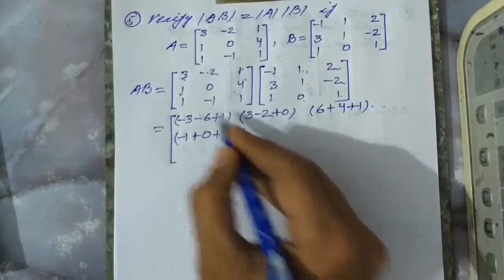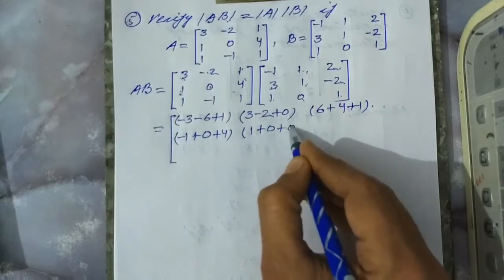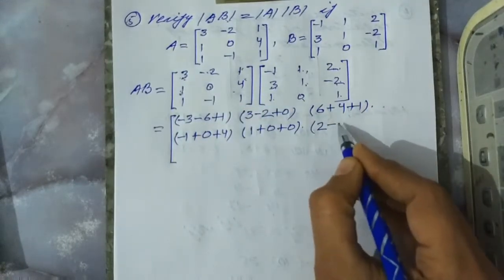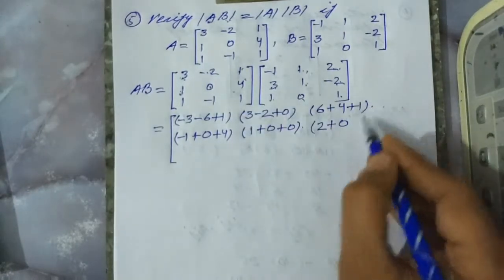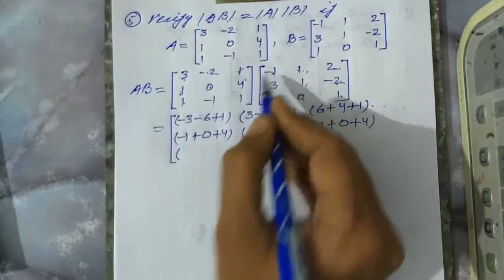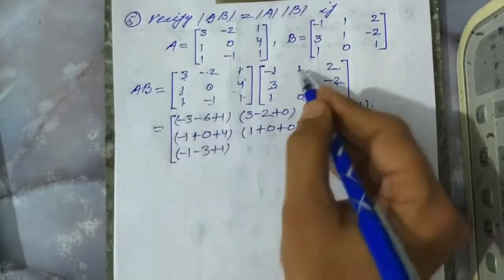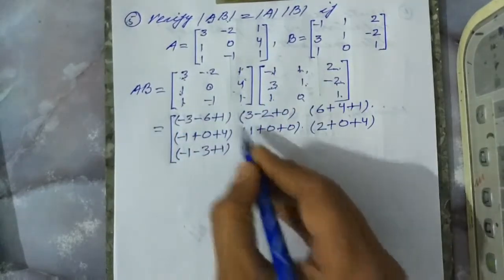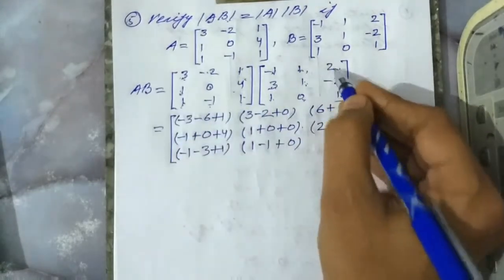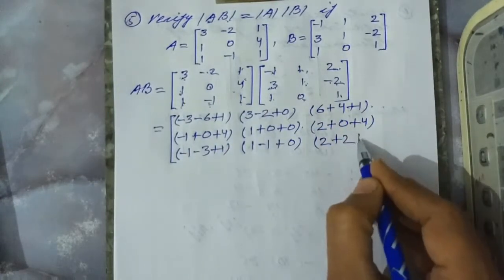Now the next element, 1 into 1, 1, 0 into 1, 0, and 4 into 0, 0. Next element, 1 into 2 is 2, 0 into minus 2, plus 0, 4 into 1 is 4. Now, the next element, 1 into minus 1, minus 1, minus 1 into 3, minus 3, and 1 into 1, 1. Now, the next element, 1 into 1, 1. Minus 1 into 1, minus 1. 1 into 0, 0. Now, the next element, 1 into 2 is 2, minus 1 into minus 2, plus 2, and 1 into 1 is 1.